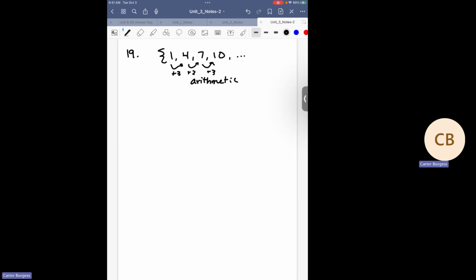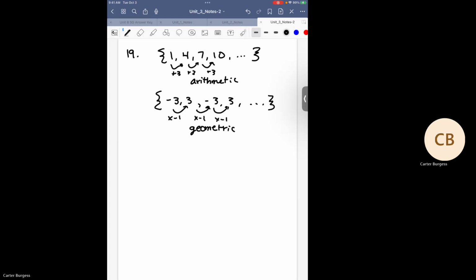versus, say, a tricky one. We'll look at -3, 3, -3, 3. What am I doing to move from one term to the next here? In this case, actually, I am multiplying by -1 each time. Since I am multiplying by the same thing, this would be geometric. All right. I will leave the rest as an exercise to the reader.